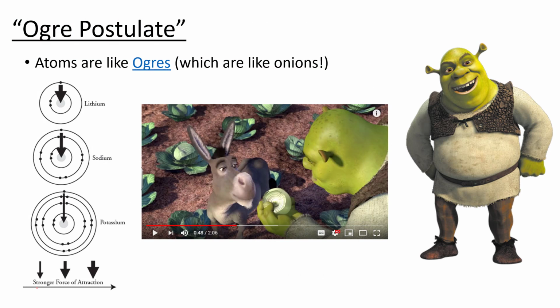To help you make sense of periodic trends like atomic radius, I'm going to introduce you to something called the Ogre postulate. The Ogre postulate is one of our creations here in room 304, and it basically says atoms are like ogres, which are like onions, if you remember this scene at the farm from Shrek. Shrek goes on to tell Donkey that ogres are like onions, and Donkey makes some snarky remark about Shrek's breath, and Shrek says, "No! Layers!" And the fact that they have layers is what we're getting at here.